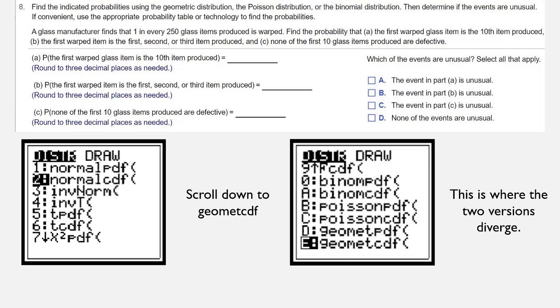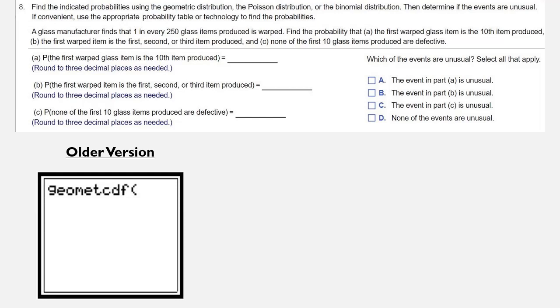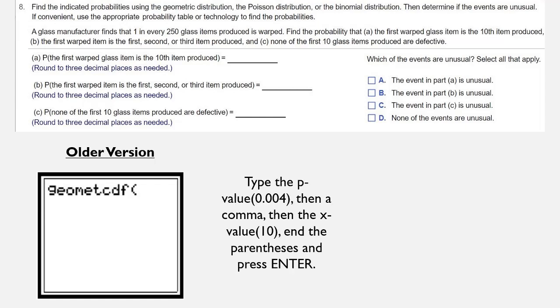And when we do that, this is where the two different software versions diverge. If you have the older version of the software, then what will happen is Geomet CDF will appear on your home screen, followed by a parentheses. You have to complete that. And so the way that you complete that is by first typing the p-value, 0.004, then you type a comma, then you type the x value where you want it to stop, which is 10.